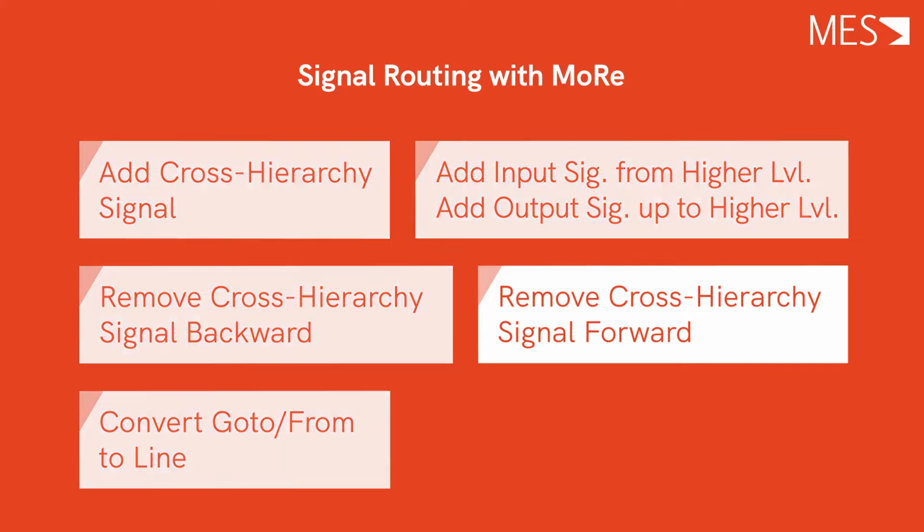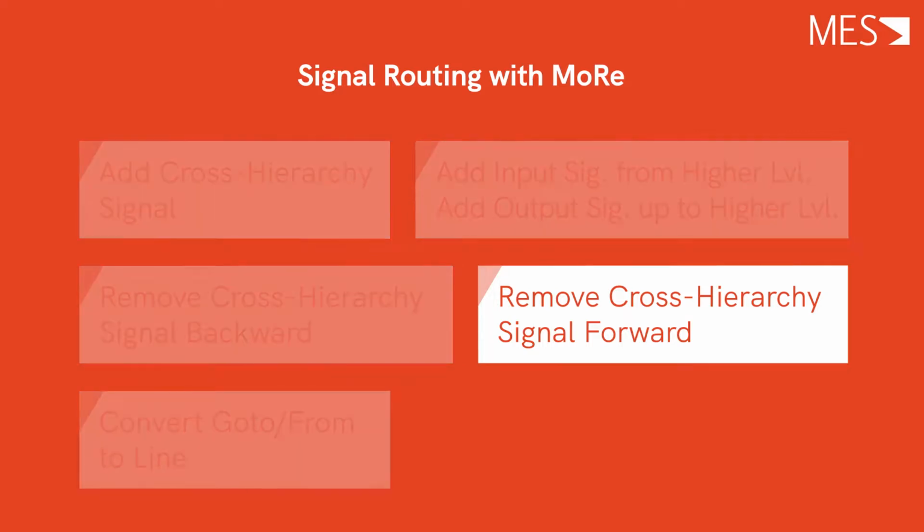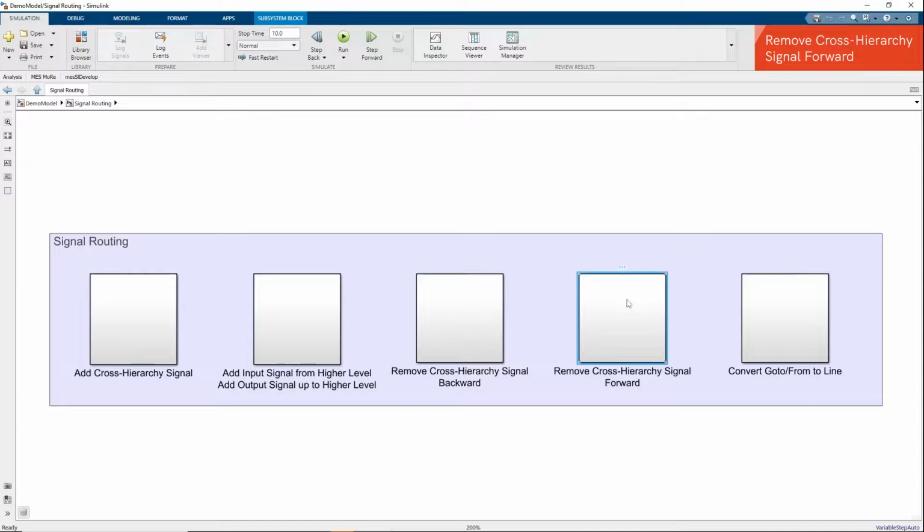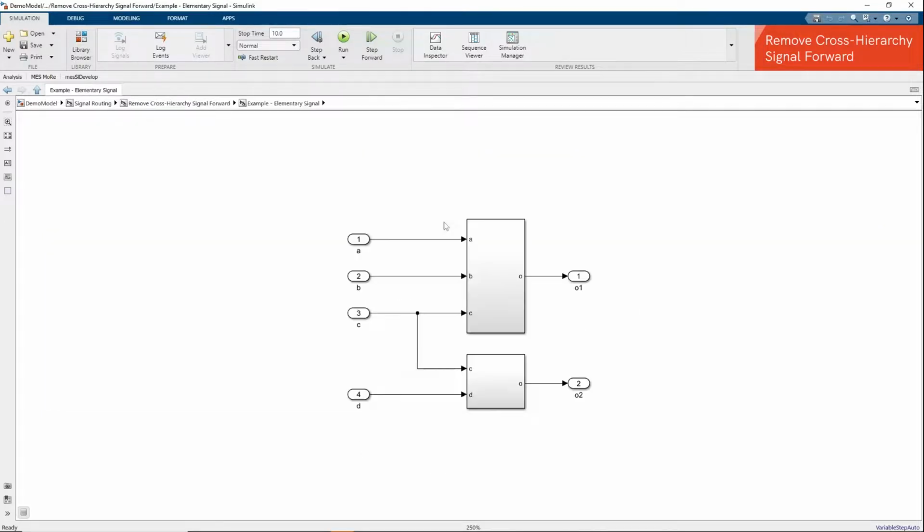The next action is called Remove Cross-Hierarchy Signal Forward. The use case is a bit different from the backward removal. Imagine you're working on this part of the model, and now the interface has changed so that this signal C here is no longer available. In this case, you want to remove the signal forward along all its branches.